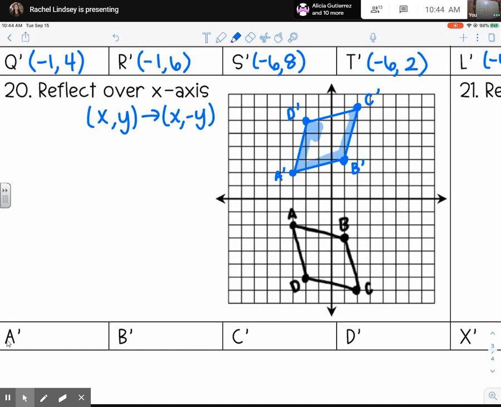And then I need to go find my coordinates for those. So A prime is at (negative 3, 2). Where's B prime? C prime is at (2, 7), and D prime is at (negative 2, 6).